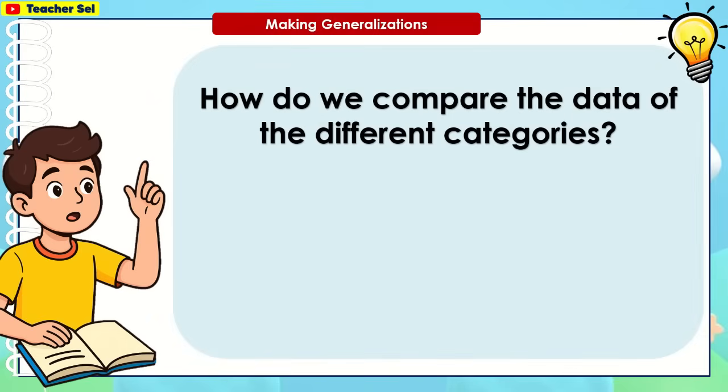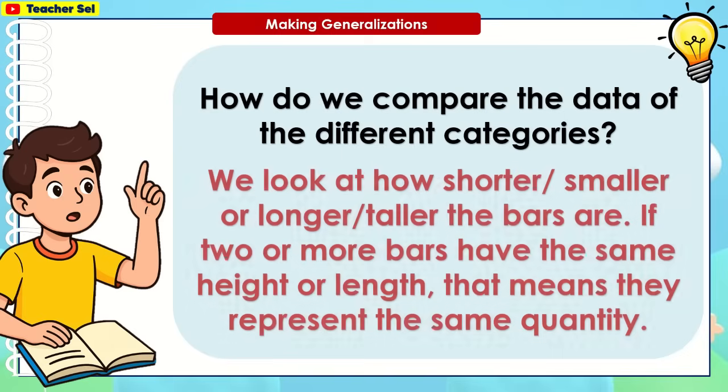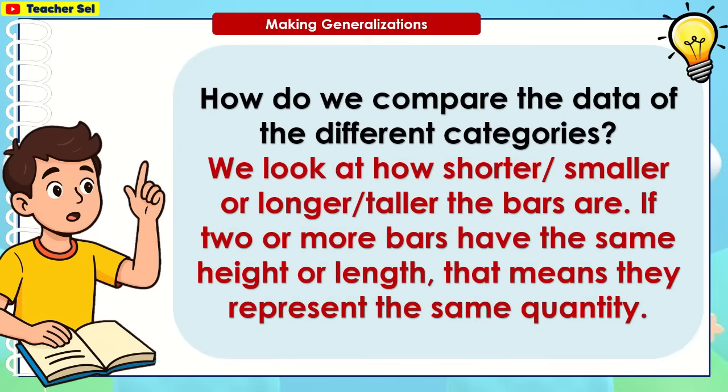How do we compare the data of the different categories? We look at how shorter or smaller or longer or taller the bars are. If two or more bars have the same height or length, that means they represent the same quantity.